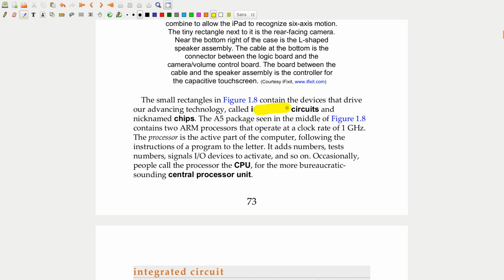Okay, so the small rectangles are, of course, integrated circuits. We know that those little black boxes that we see on motherboards are integrated circuits, and we call those chips. The A5 package is seen in the middle. A5 is just a standard package size. DIMM is another package name, it's not specific, and the same thing with DIP, which stands for dual inline package. I think SIP is also a single inline package, maybe. I don't know if that's actually a used term. Maybe it is, maybe it's not.